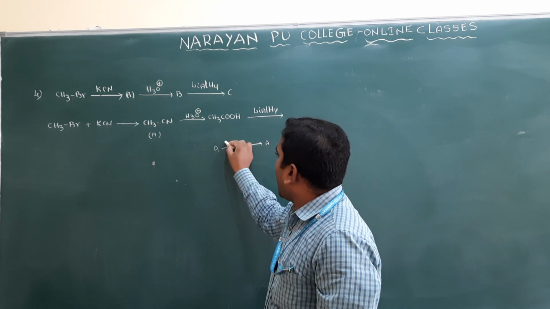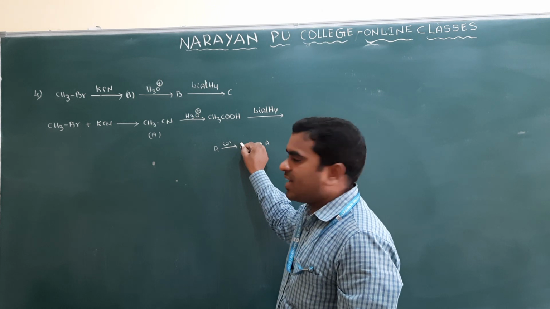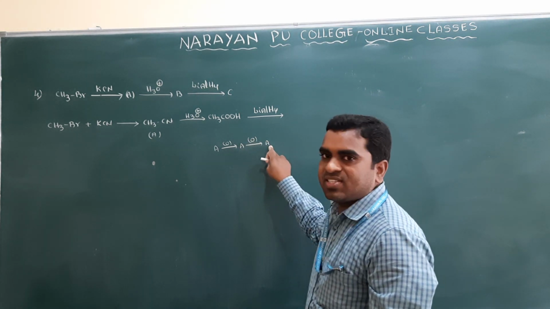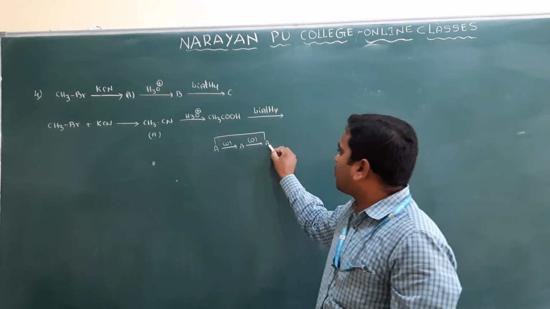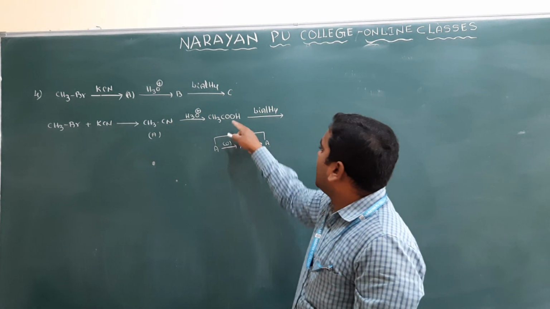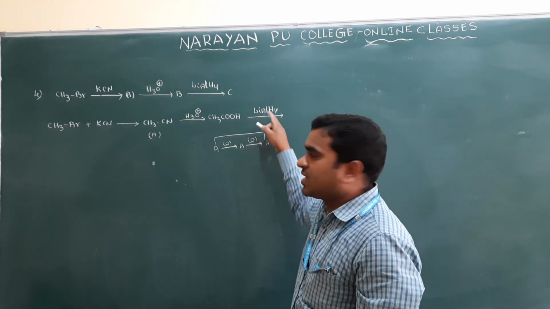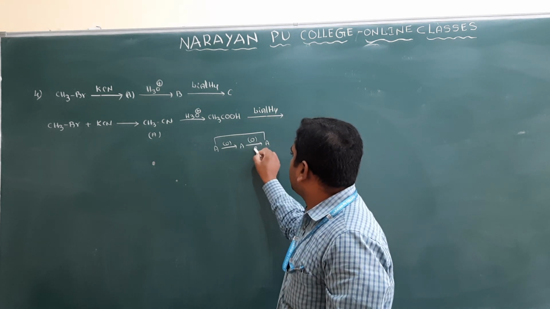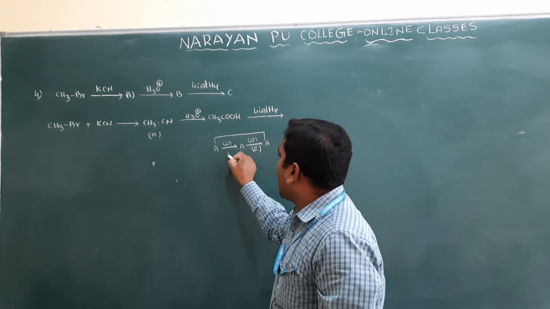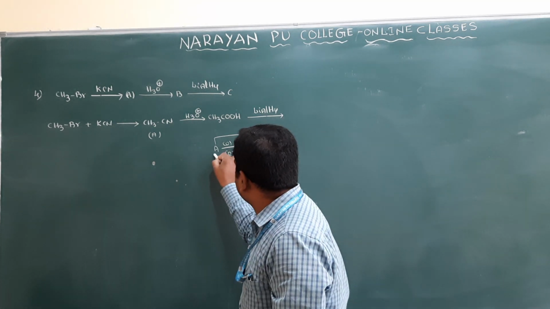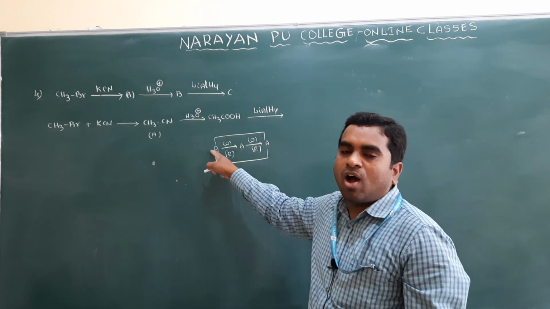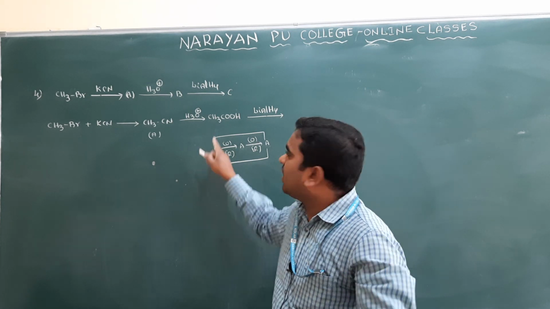You know that alcohol oxidation gives aldehyde, aldehyde oxidation gives acid. And if I take a strong oxidizing agent, alcohols are directly converted into acids. But here acid is there, strong reducing agent is there. Acids are reduced to aldehydes, aldehydes are reduced to alcohol. If you use a strong reducing agent, acids are directly reduced to alcohol, that is all.